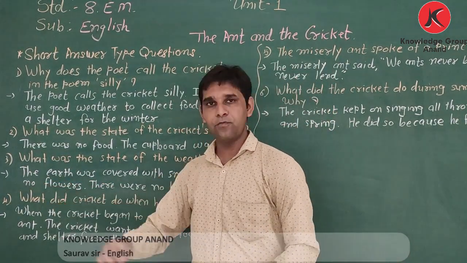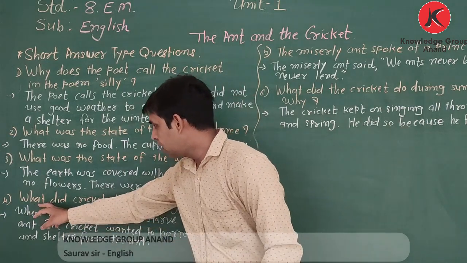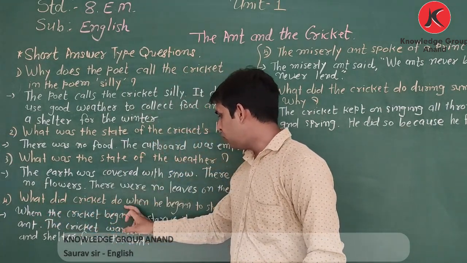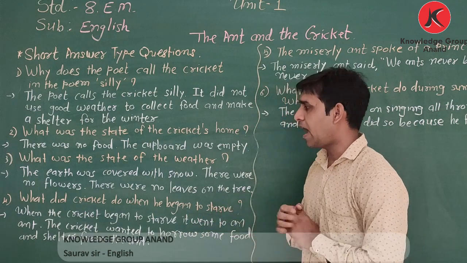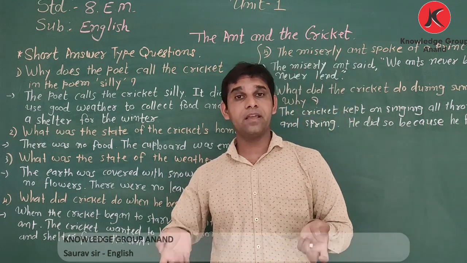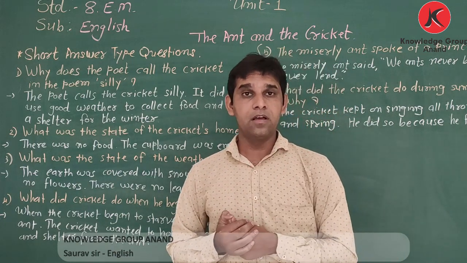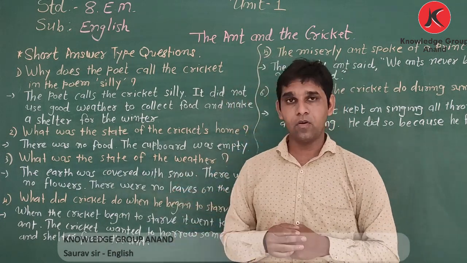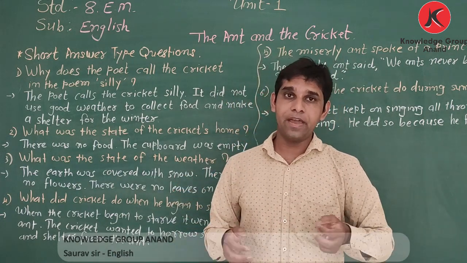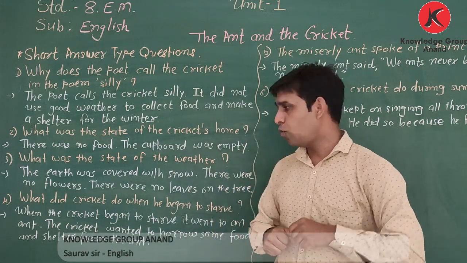Now see the fourth question. What did the cricket do when he began to starve? He never gathered the food. So in the winter season there wasn't a single leaf on a tree, and he became very starved. So what did he do?